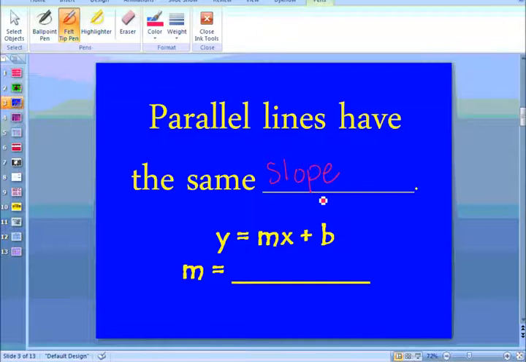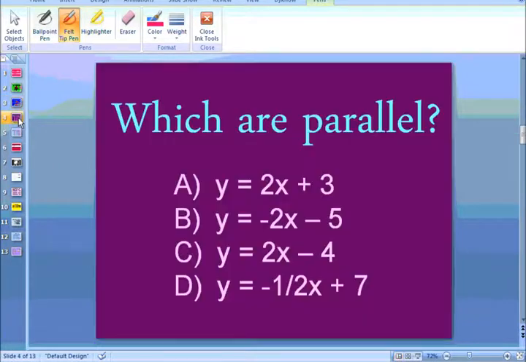So when we have the equation y equals mx plus b, our m in the equation is slope. If we were to have a multiple choice question asking which are parallel, we need to first make sure they're all in y equals mx plus b form. They are. They're all solved for y. So now I want to go through and write each slope. If m is slope, parallel means they have the same slope.